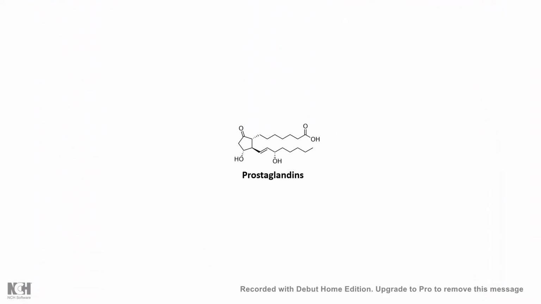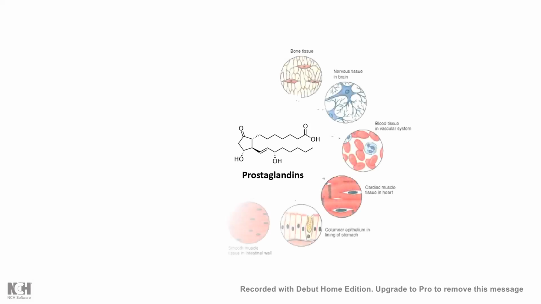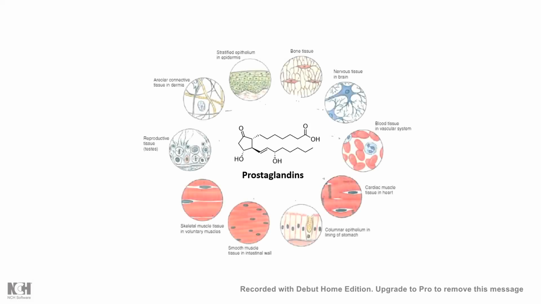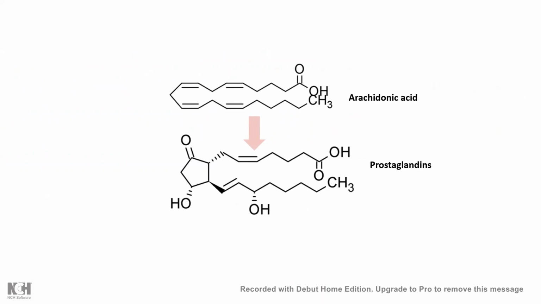Now, though prostaglandin was discovered from the prostate gland, it is now known that prostaglandin is present in all kinds of tissues like bone tissue, nerve cells, muscle cells, and even reproductive tissues like testes. Prostaglandin is actually derived from a fatty acid known as arachidonic acid, which is a 20-carbon fatty acid.